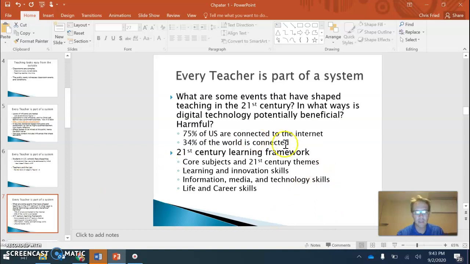Another important thing in this section is the 21st century learning skills, themes, and core subjects. That's an important piece to look at. Connectivity to the internet is kind of a hot topic right now in terms of our families. It's interesting to see here that approximately 75% of the United States is connected to the internet, where only 34% of the world is actually connected. So that is an interesting component to take a look at.